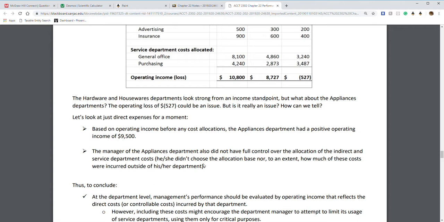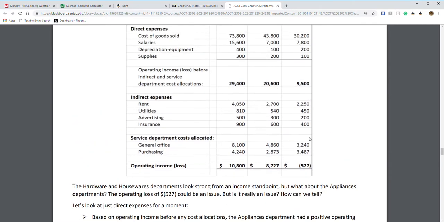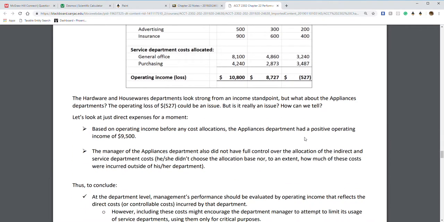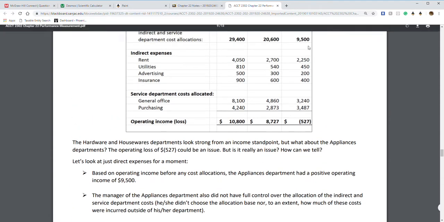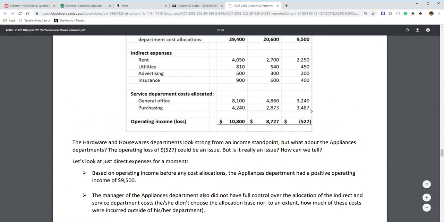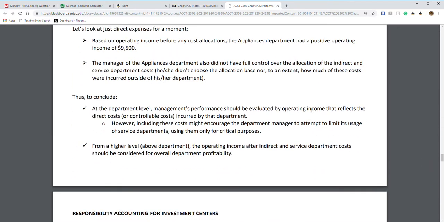Now, when we look at just direct expenses, the stuff that the manager can control directly, we notice that the appliances department has a positive operating income of $9,500. The manager of the appliance department also does not have full control over the allocation of indirect and service costs. They don't get to choose the allocation base or how much of these costs come to their department. So really, we do know that they're making the revenue on the costs that are directly theirs. So it could actually be a non-issue. But we can conclude this.